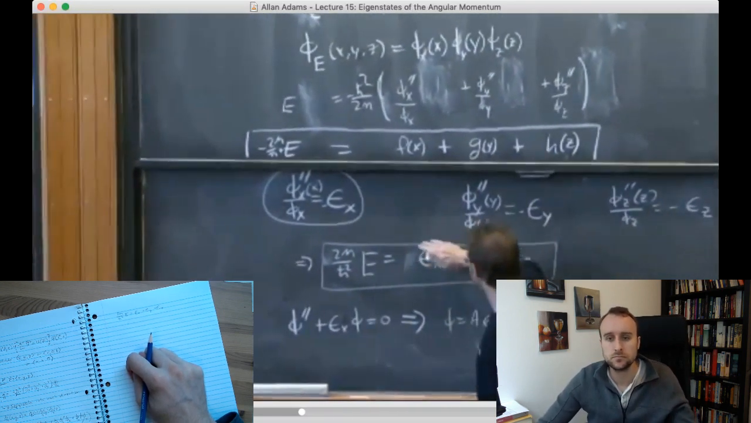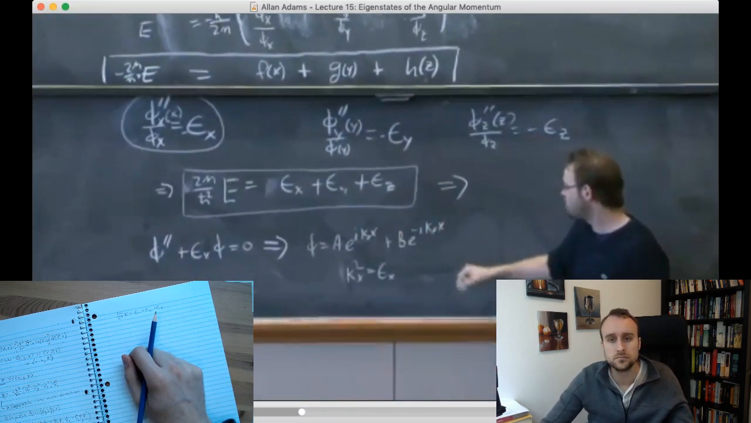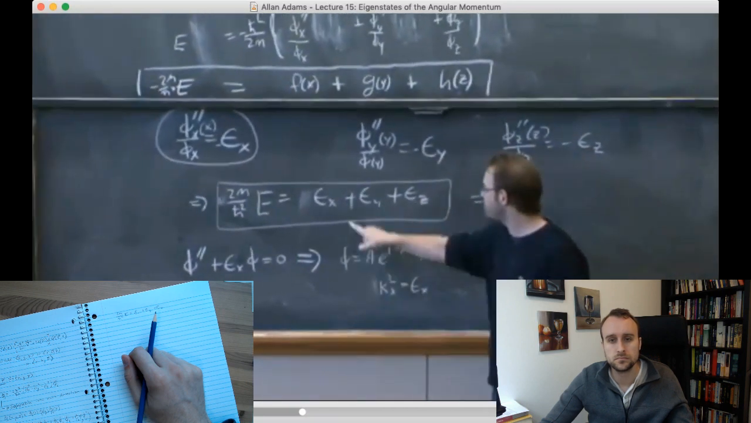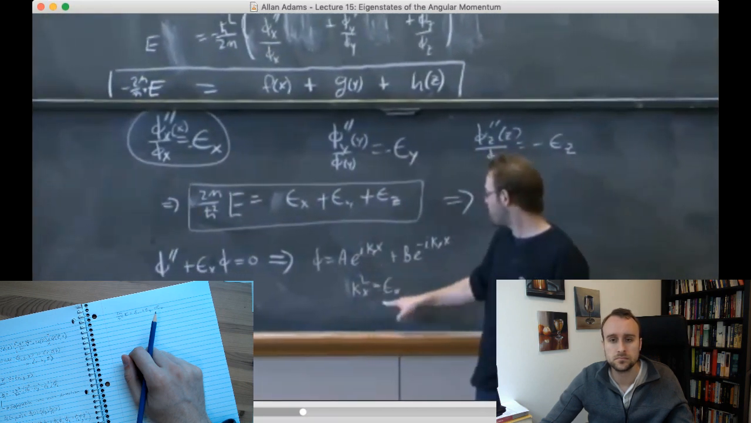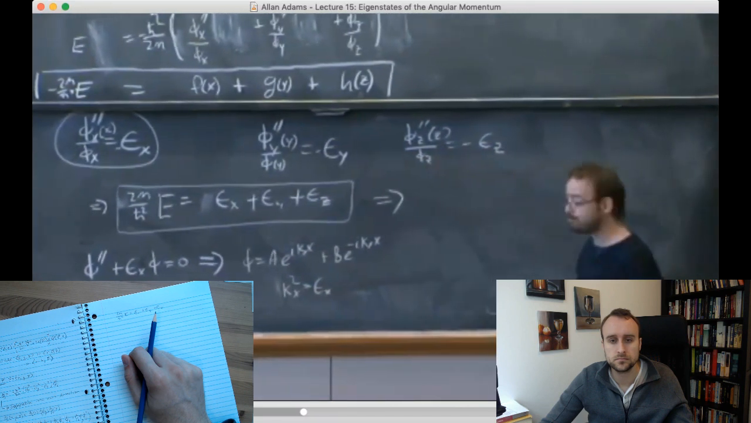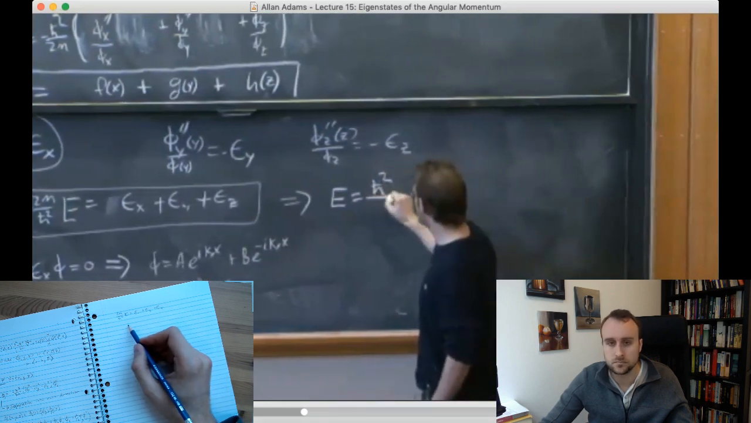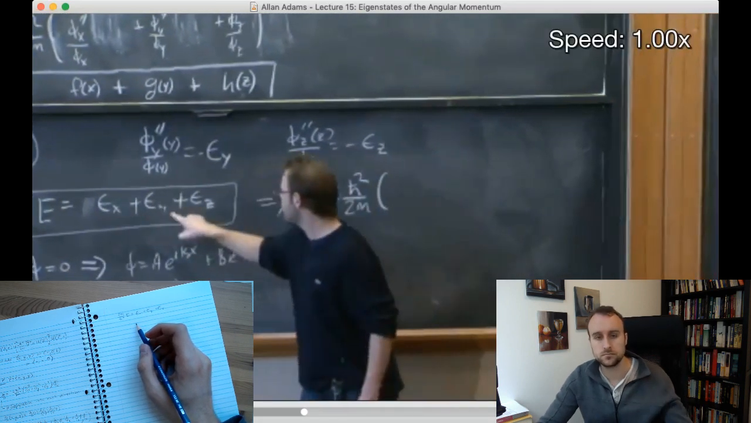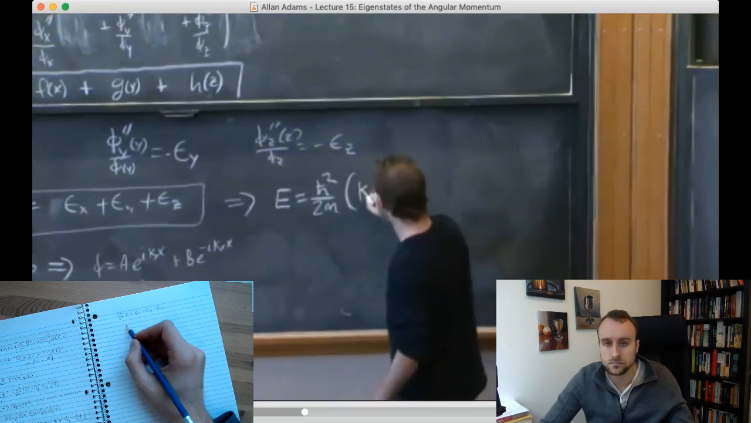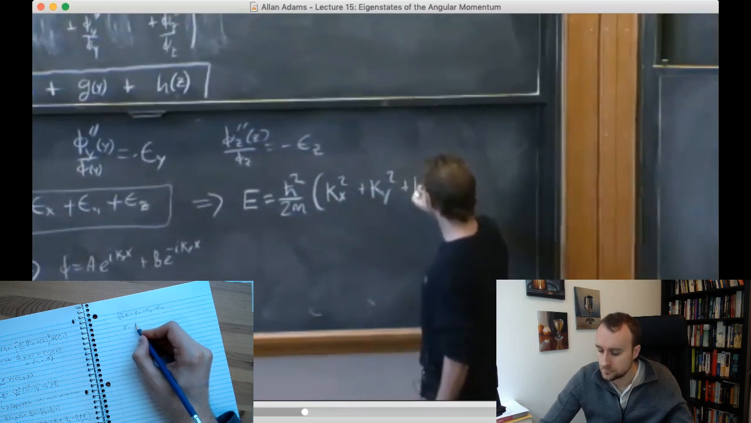And similarly for epsilon y and epsilon z, each with their own value of ky and kz, whose square is the epsilon. So what can you say about these epsilons? Well, the epsilons are strictly positive numbers. So that answers your question. The epsilons have to be positive. So this equation becomes E equal to, putting the h bar squared over 2m back on the other side, h bar squared upon 2m, kx squared plus ky squared plus kz squared.